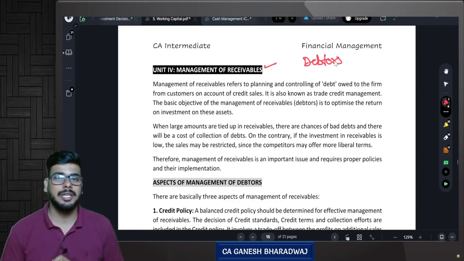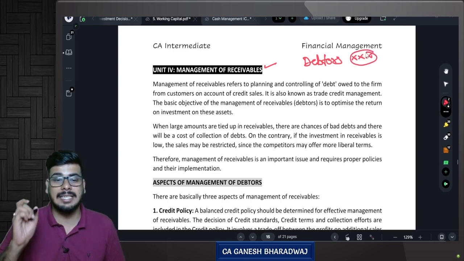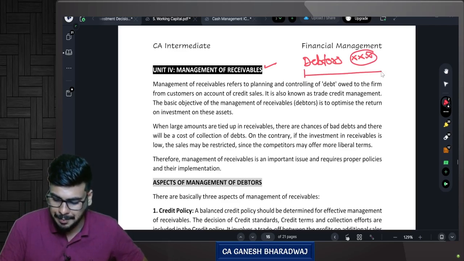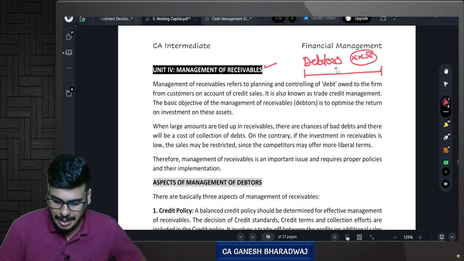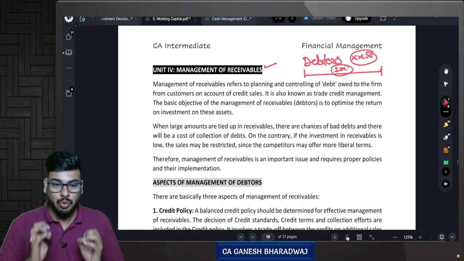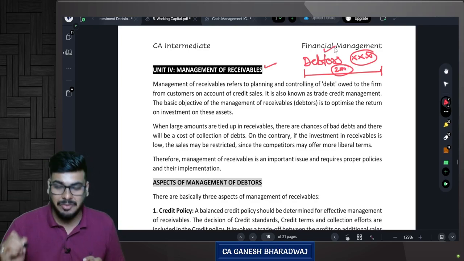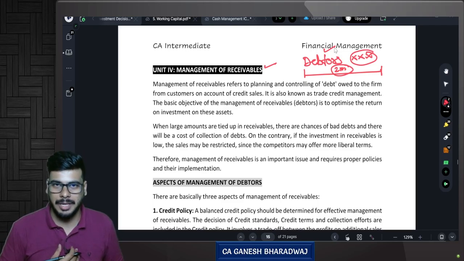Now, what is the point of discussion here? There is some money that gets blocked in this debtors category. It is a part of current assets. I am making the sale today, but let us say I am getting the payment after 2 months. So for these 2 months, there is some amount that gets blocked by way of debtors, correct? Now this needs to be taken care of by the company.